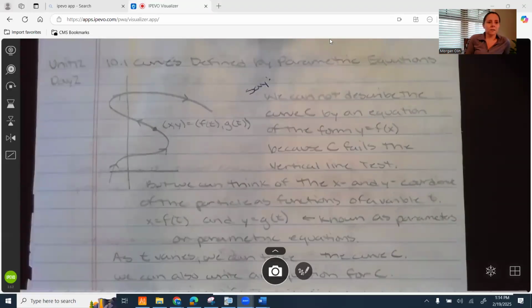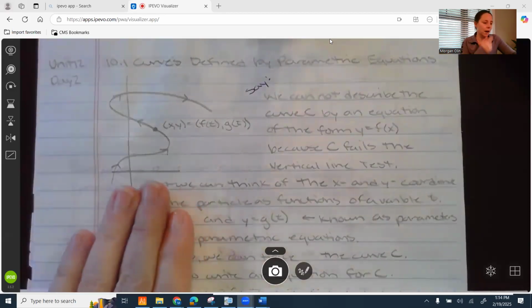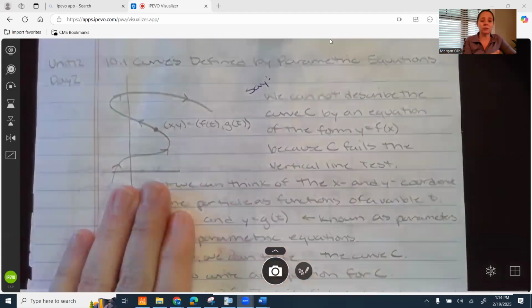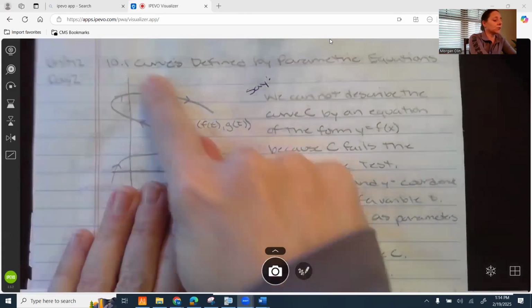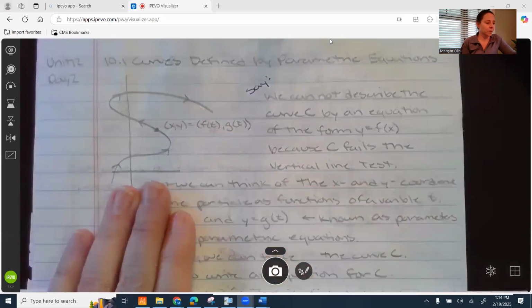Okay, today is our second day in parametrics, and we're going to look at curves defined by parametric equations. All right, so let's look at this curve right here that I've got. When I look at it in parametric equations, and we're going to be drawing these today, you're going to notice these arrows, and you're going to see where the arrows come from.